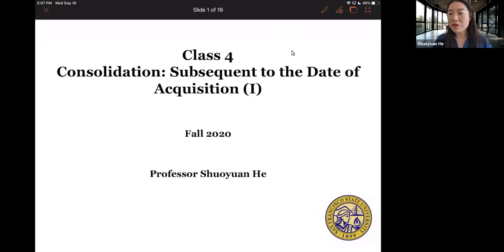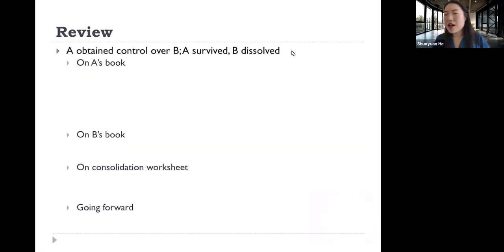Welcome to class 4 of our advanced accounting. In the previous class, we covered chapter 2 of your textbook, which is how to do consolidation at the date of acquisition. And in this chapter, we're going to talk about how to do consolidation subsequent to the date of acquisition. So first, let's do a brief review of the previous chapter.